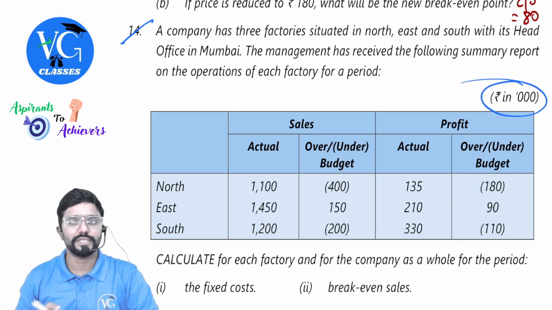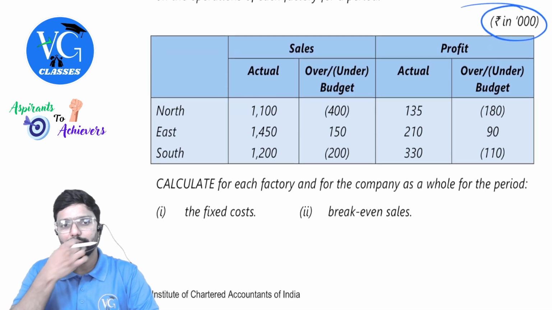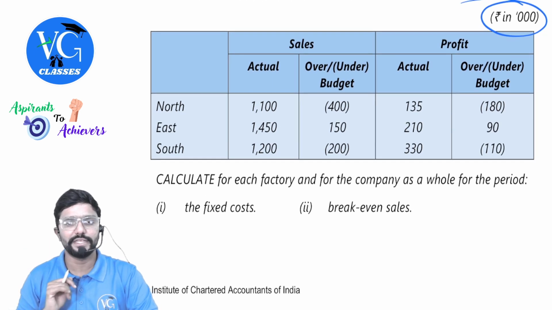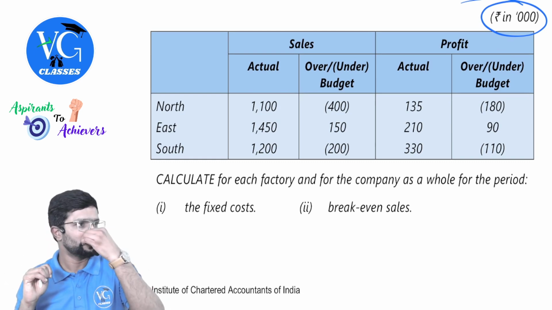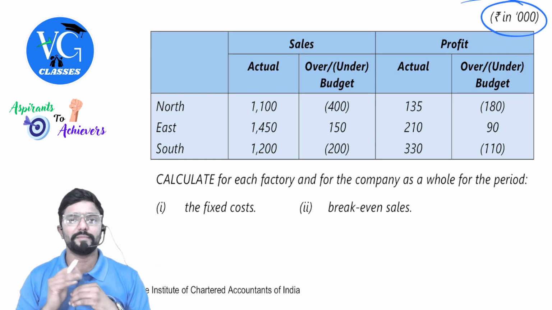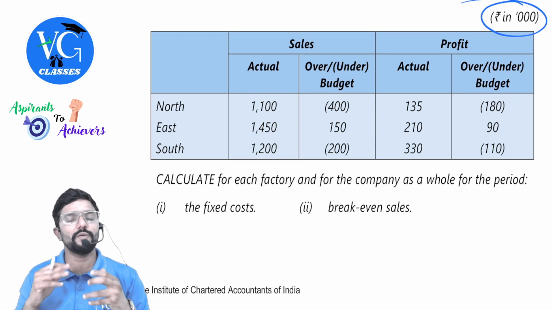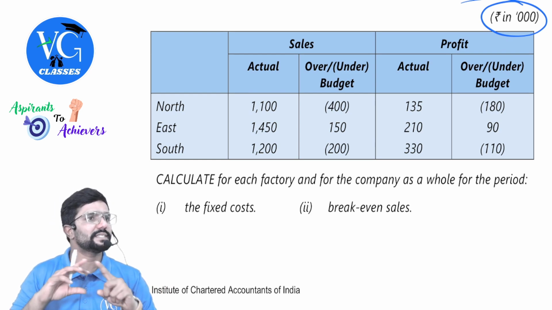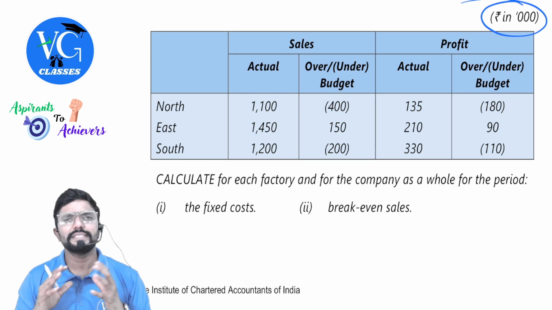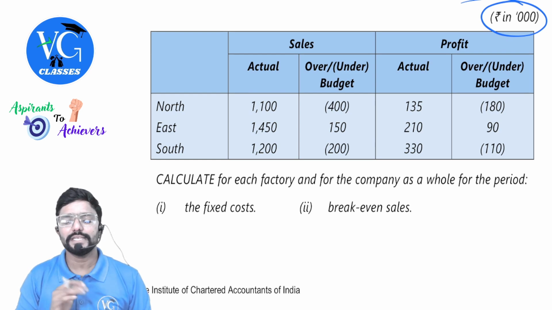Rupees is in thousands. Sales and profit are given, guys, for north, east, south individually. Actual, over budgeted, under budgeted. Over or under budgeted, profit also. Actual, over or under: if it is over, it is positive; if it is under, it is in brackets. Clear?